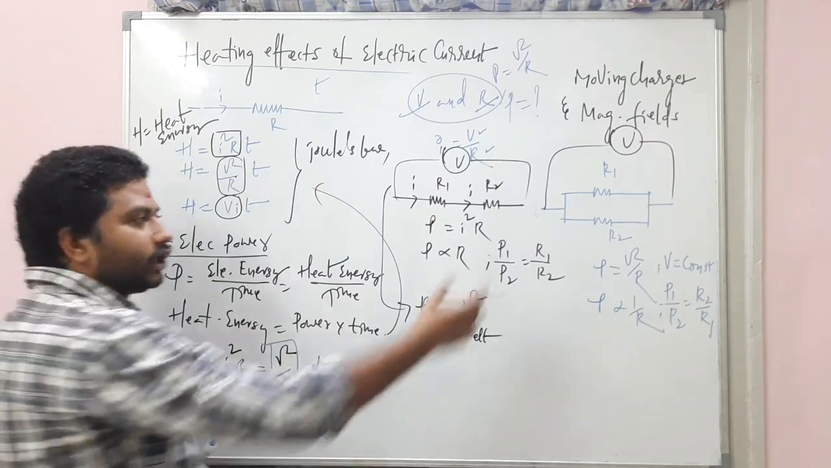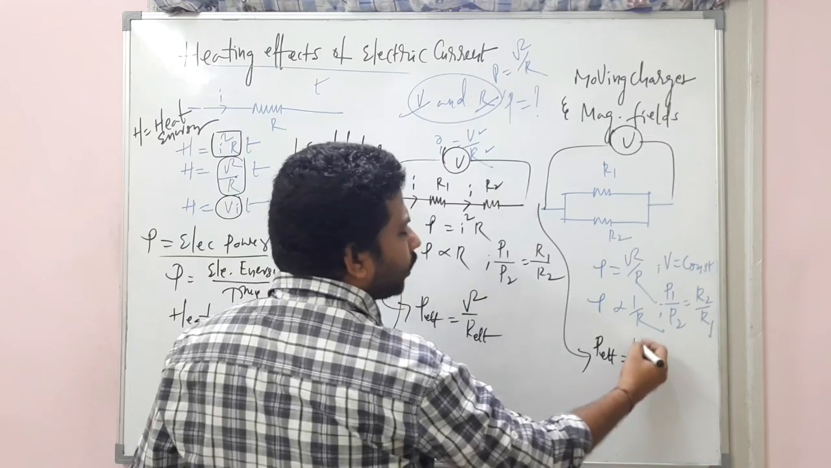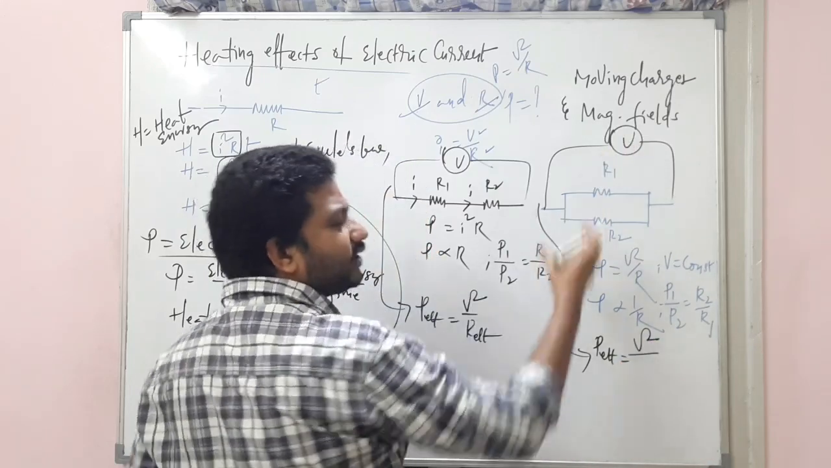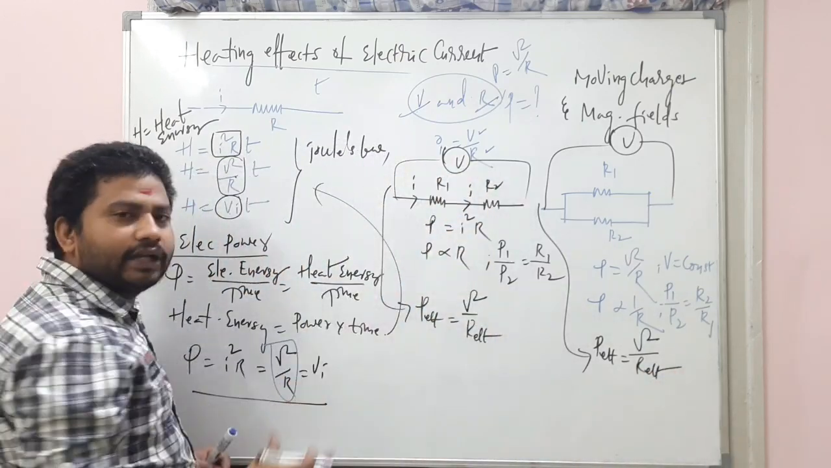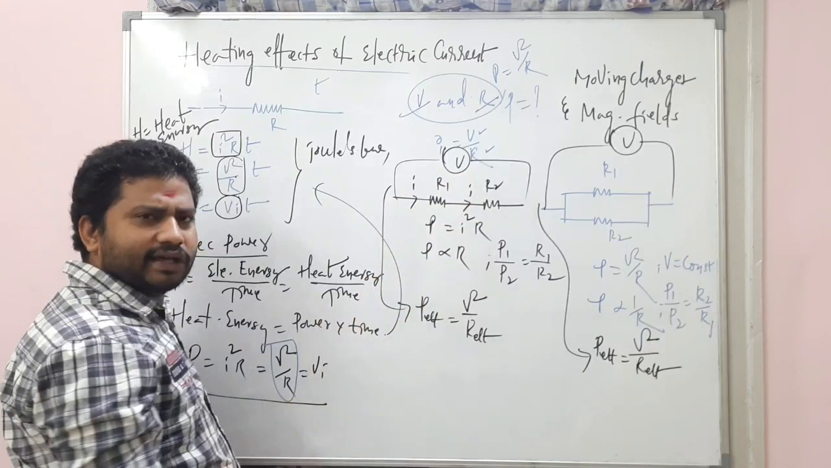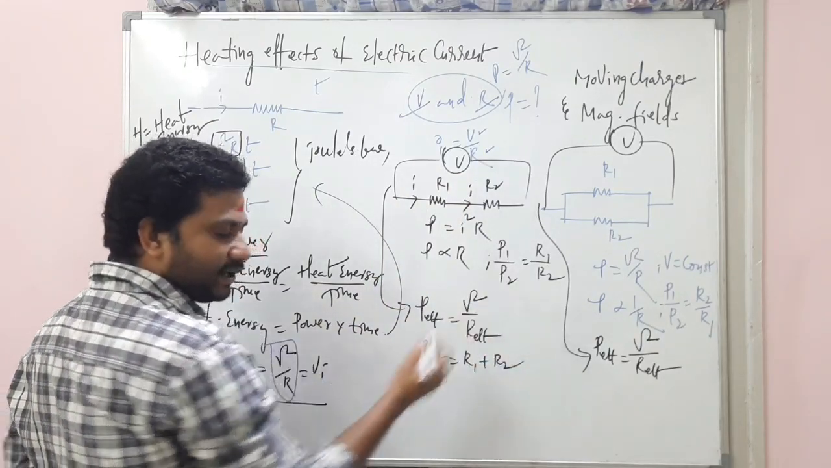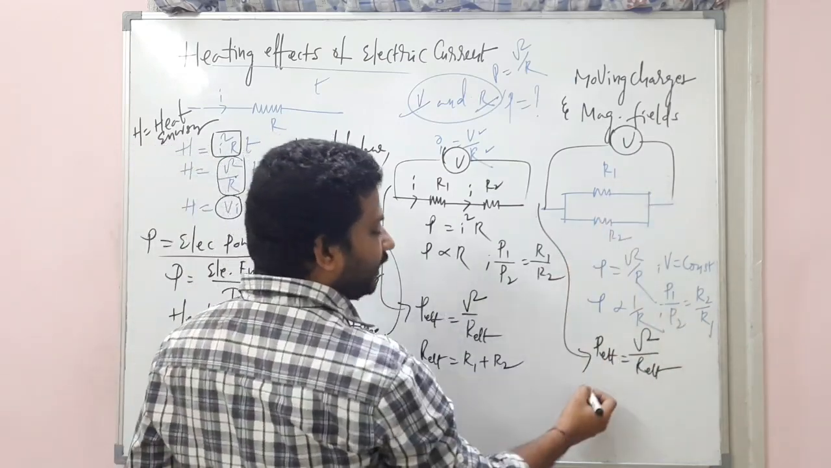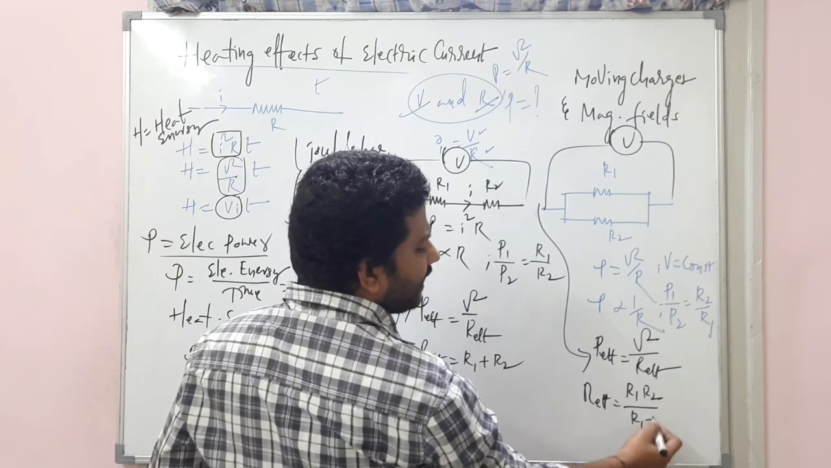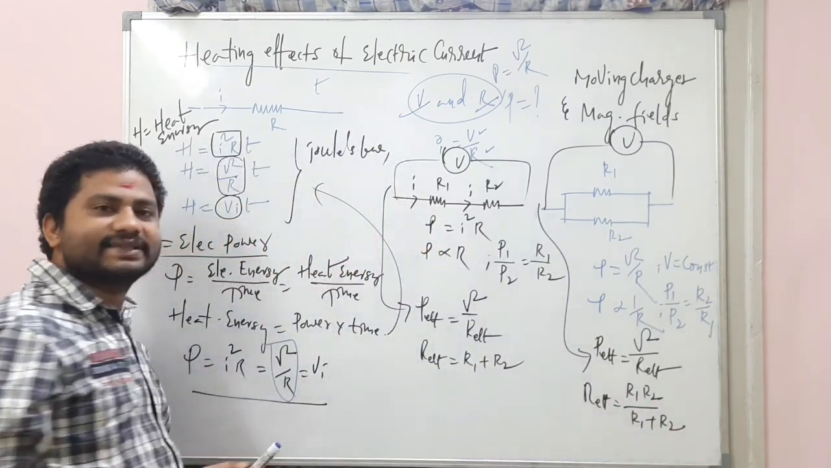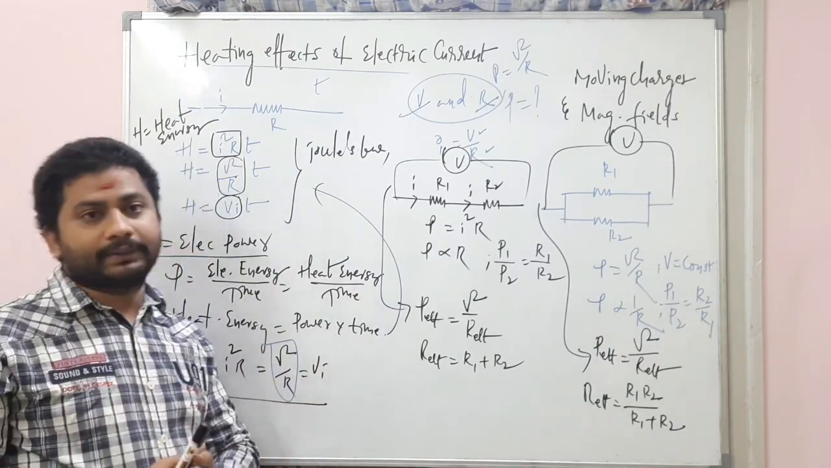Carefully observe. Here also the same. So if they ask you to find the effective power, it is equal to the effective voltage of the circuit divided by R effective. Here R effective, how will you find out? R effective is equal to R1 plus R2, because of the series combination. And here R effective is R1 R2 divided by R1 plus R2, like this. Clear? I hope you understand, my dear children.